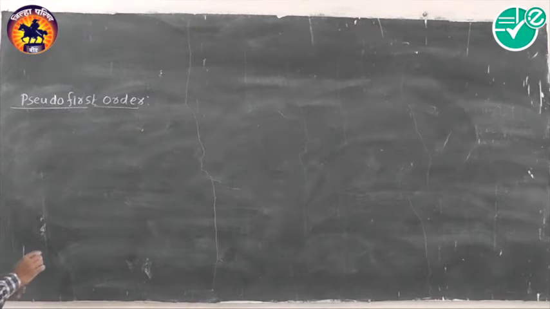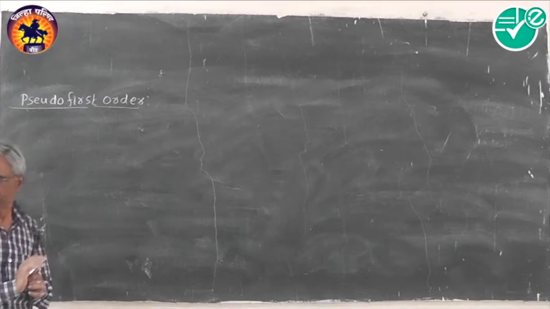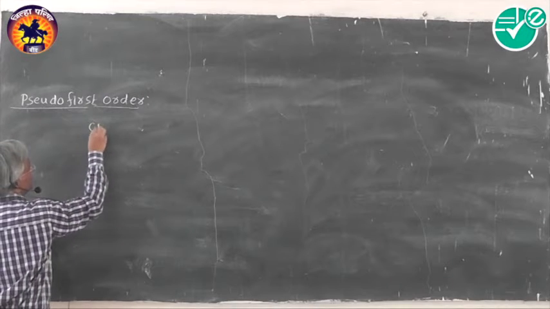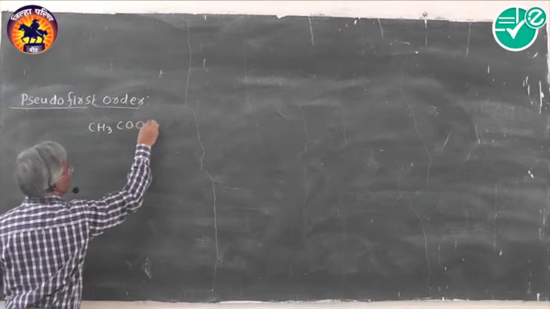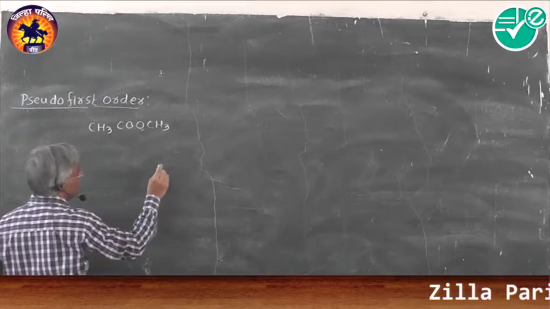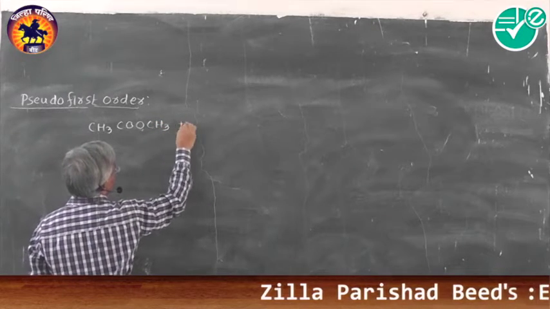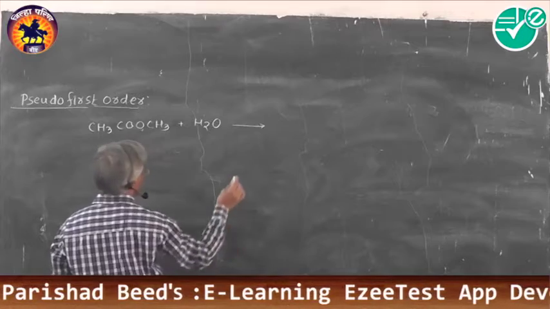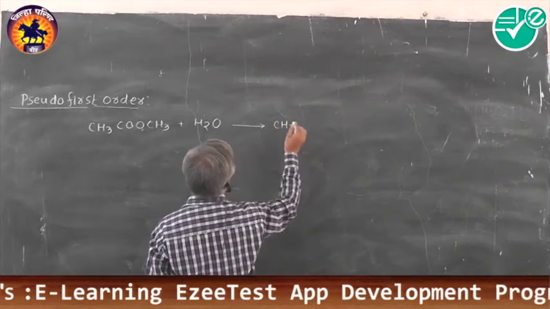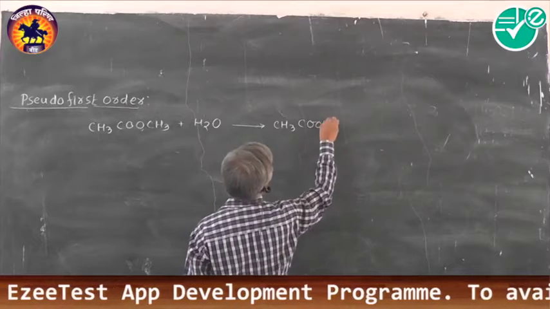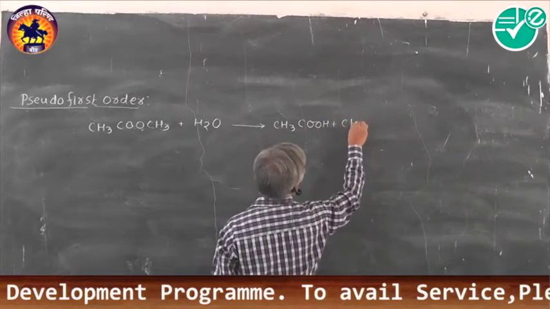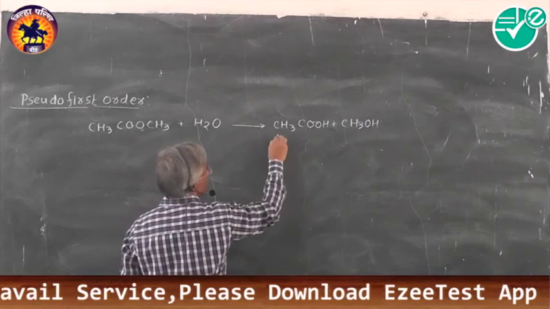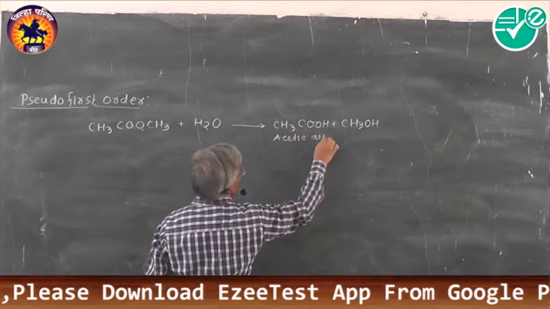Let us go for an example of a pseudo first order reaction: methyl acetate undergoing hydrolysis. CH3COOCH3 in aqueous state plus water. This hydrolysis continues and you are getting CH3COOH, acetic acid, and an alcohol, methanol. As we know, this is acetic acid and this is methanol.